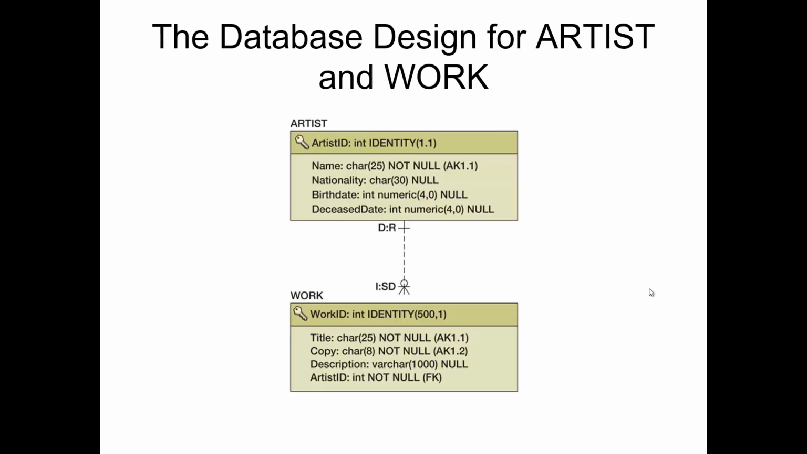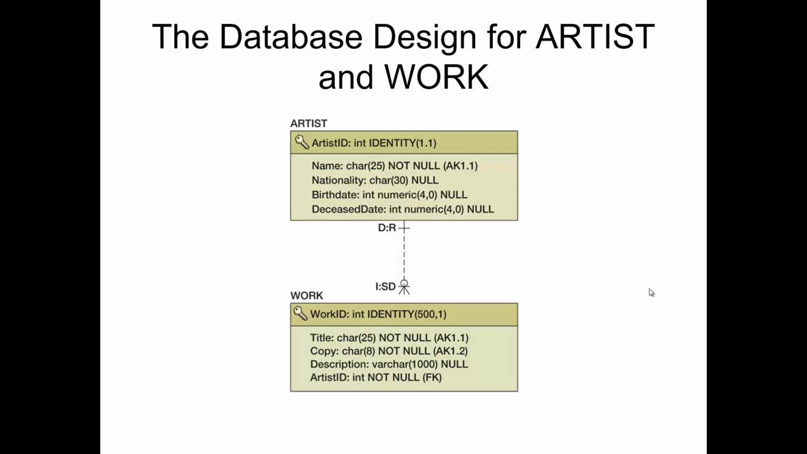Let's start with the first two tables, artist table and work table. In the artist table, we have the following columns: the artist ID, name, nationality, birth date, and deceased date. Since we are working with Oracle, we are going to change the data type to fit with Oracle Database Management System. For artist ID, instead of database integer, we will change it to number.